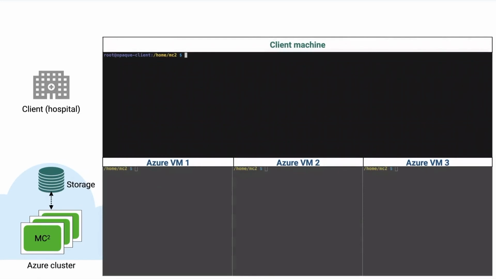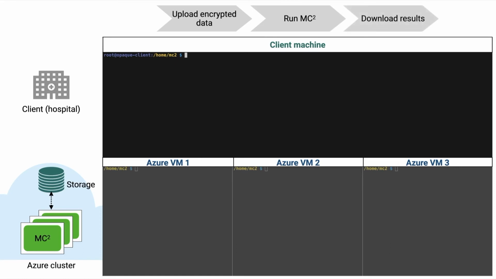In the demo, we'll take you through the following steps. First, the user encrypts their data and uploads the encrypted data to Azure storage using the client application. Next, MC² trains a model on the encrypted data within the enclaves and produces encrypted results. Finally, the client downloads the encrypted results, decrypts them, and takes action based on the output. We now start the demo.